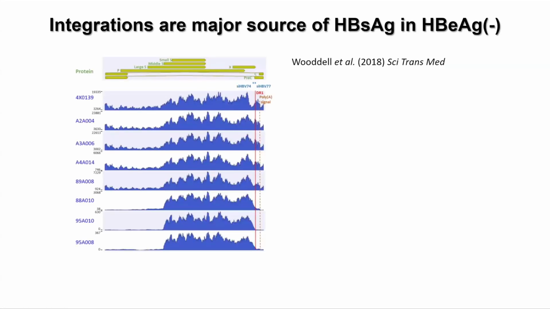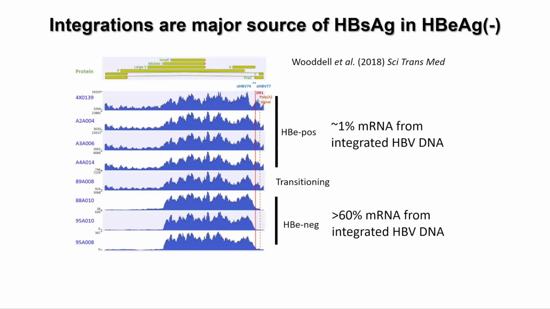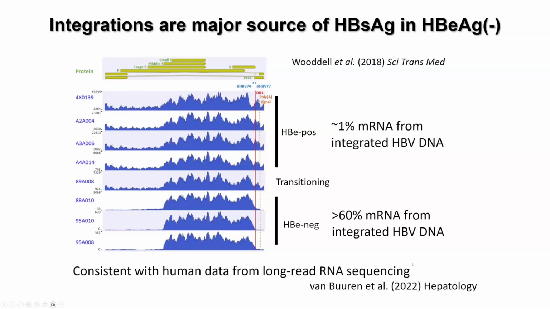There is some mechanistic animal data on this. In the e antigen positive status, only about 1% of the messenger RNA making HBs antigen comes from integrated DNA. But after the transition to e antigen negative, more than 60% comes from the integration. And the long read RNA sequencing in humans tells the same story as the animal study.